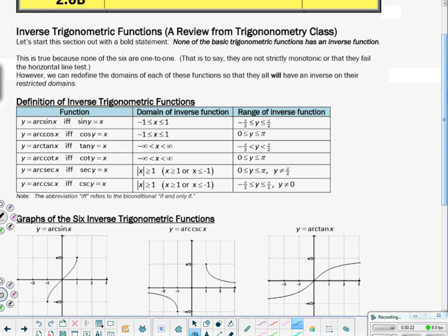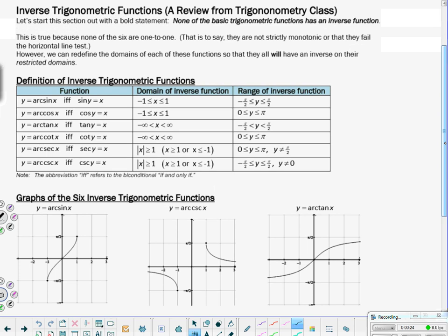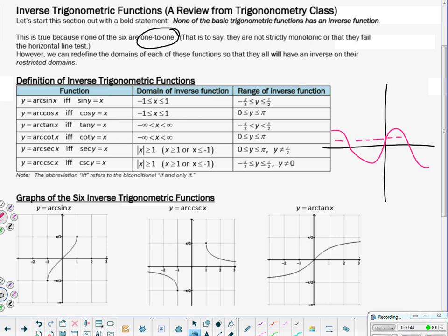So a quick review from your pre-calc class talking about the necessity to have a one-to-one function in order to make an inverse happen. So they have to be strictly monotonic. And in order to do that, we need to take like a sine function. Well, we know what a sine function looks like. Something like this. Well, this would definitely not pass the horizontal line test. So as is, the sine function does not have an inverse function.